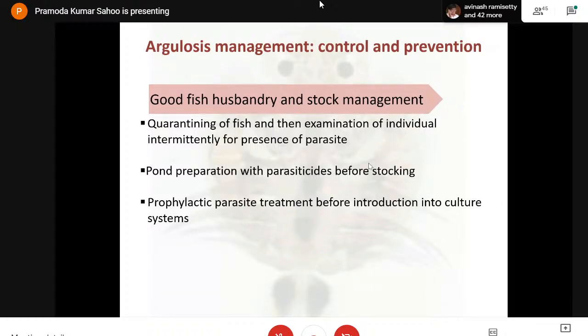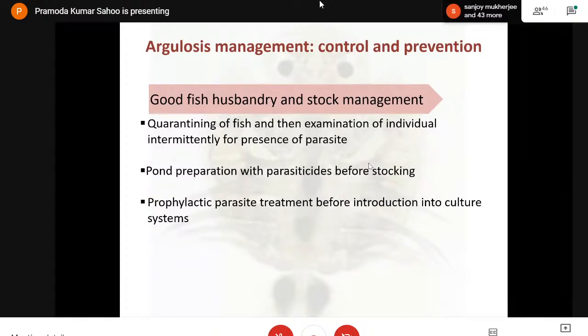Sometimes the fish can survive with a large number of parasites, which I was showing on my earlier slide. A single fish with thousands of parasites, but it was surviving in the pond. So ultimately, how we have to think of prevention.